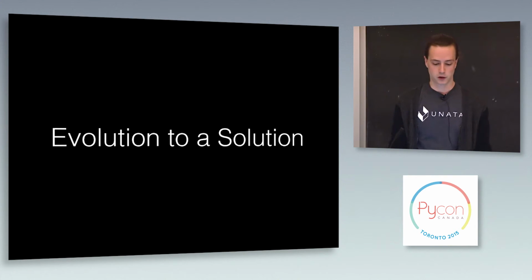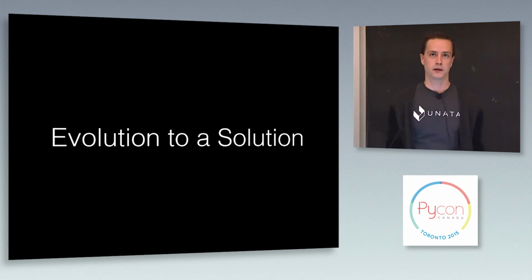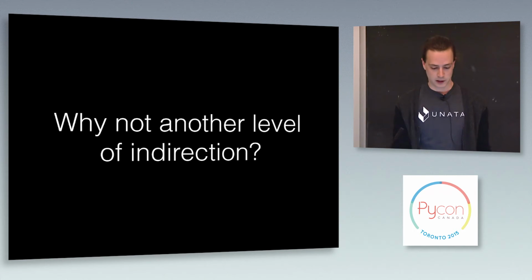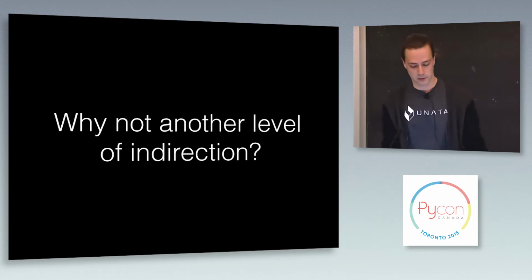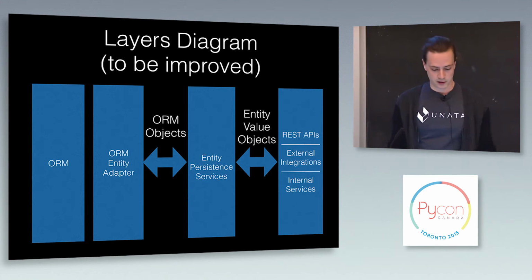So, evolution to a solution. We started thinking about this problem. We already went through our MongoDB to Postgres conversion, and we said we don't want to do that again. We want to isolate ourselves from that in the future. So as someone famous once said, why not another level of indirection? Let's solve this problem with the best tool that we've got: put something in between. So this is my fancy architecture diagram.